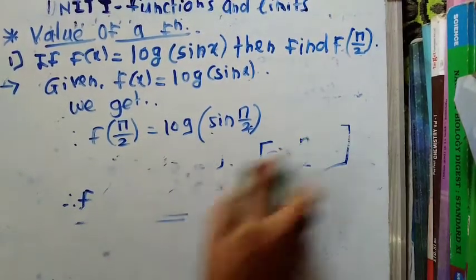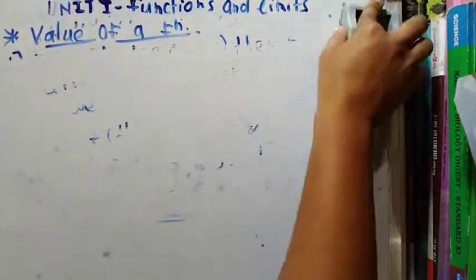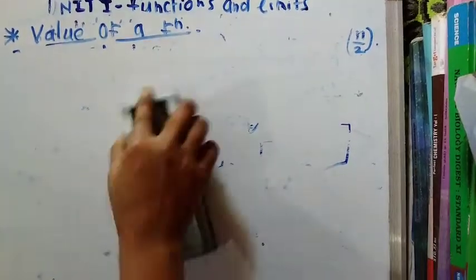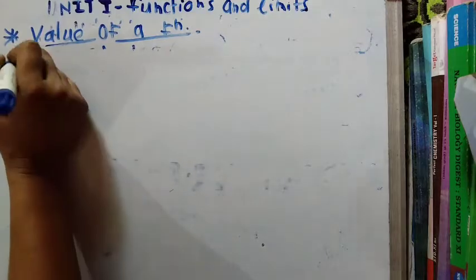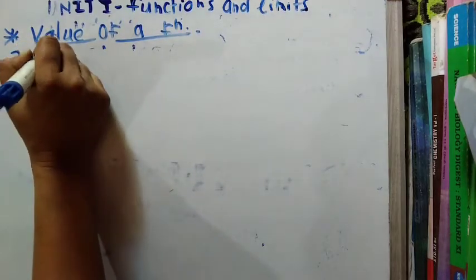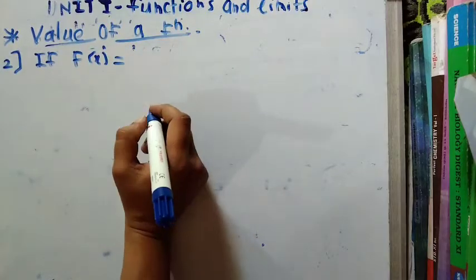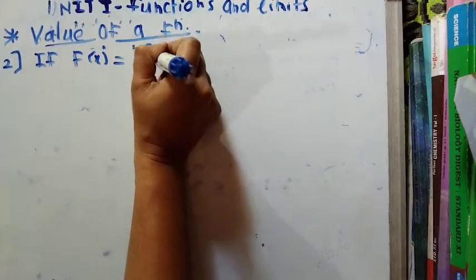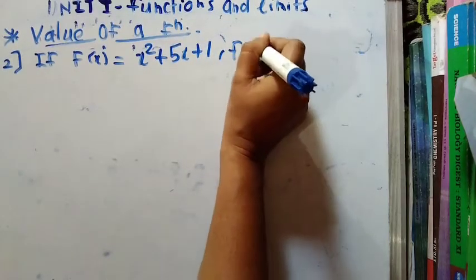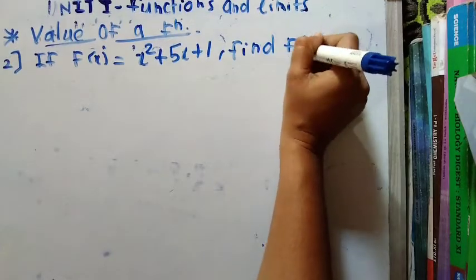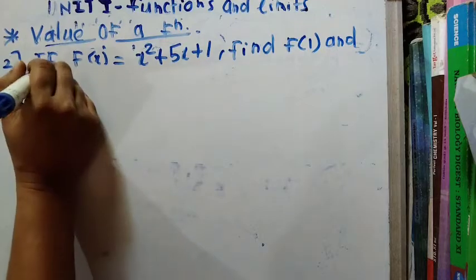Then the second example: if f of x is equal to x square plus 5x plus 1, then find f of 1 and f of 0.